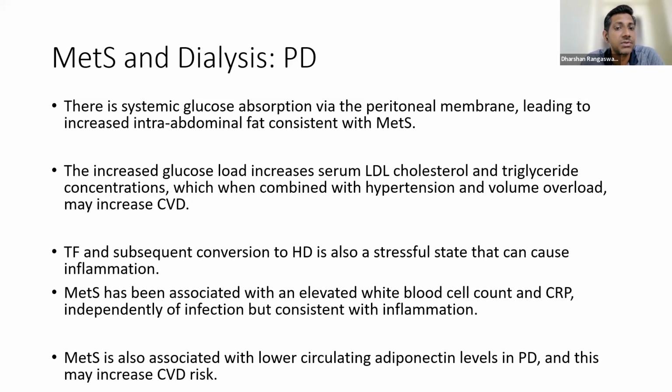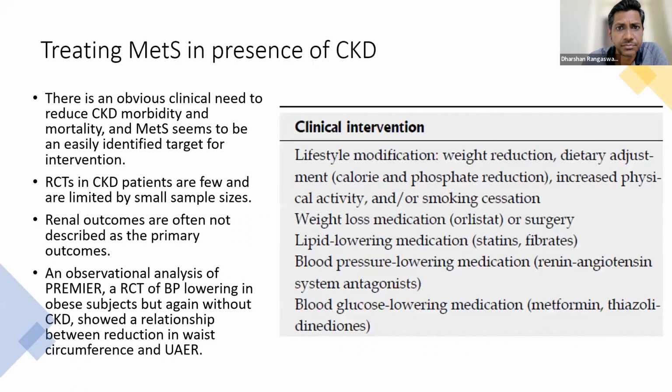Technique failure and subsequent conversion to hemodialysis is also a stressful state that can cause inflammation, and metabolic syndrome has been associated with an elevated white cell count and CRP independently, which is consistently independent of infection. It is associated with inflammation. That is the highlight. Metabolic syndrome is also associated with lower circulating adiponectin levels in PD patients, and this may contribute to increased cardiovascular disease among PD patients. So just a slide about how we treat metabolic syndrome in the presence of CKD.